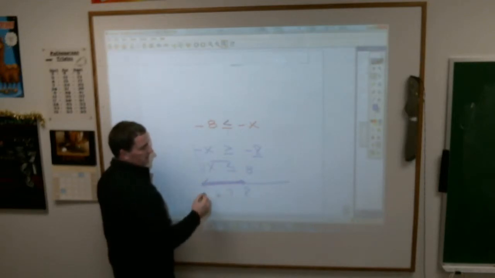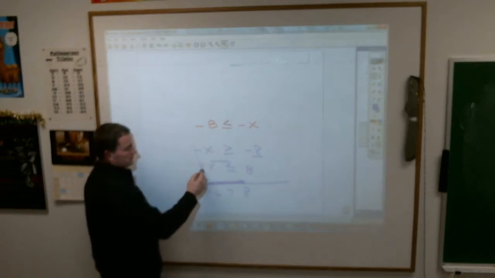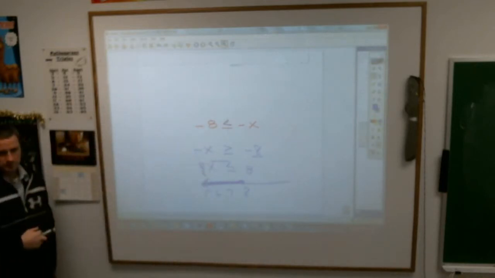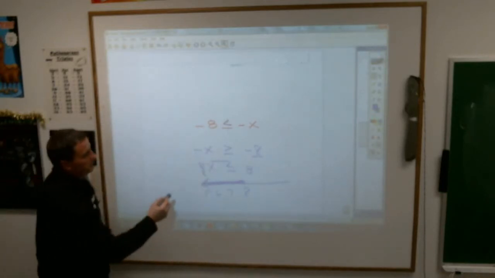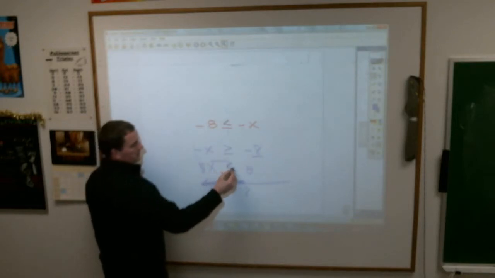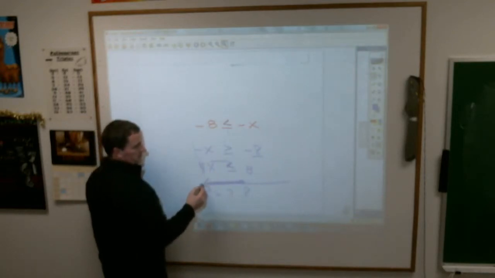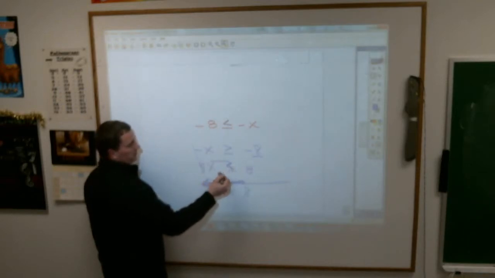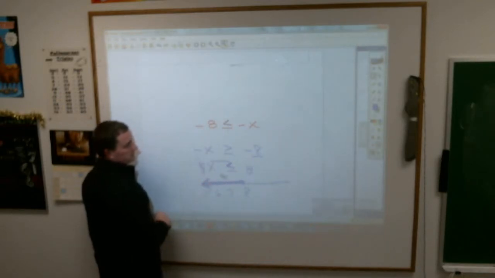8, 7, 6, 5, 4, 3, 2. Notice how this little gizmo gadget right here is the same as this little gizmo gadget here. Almost, they're looking exactly the same. Arrow pointing this way, going this way.